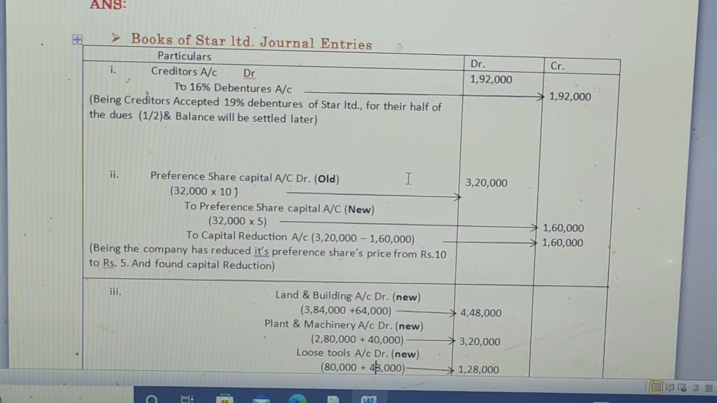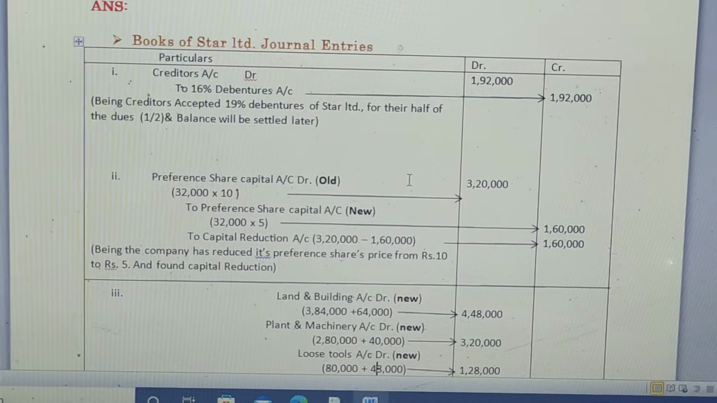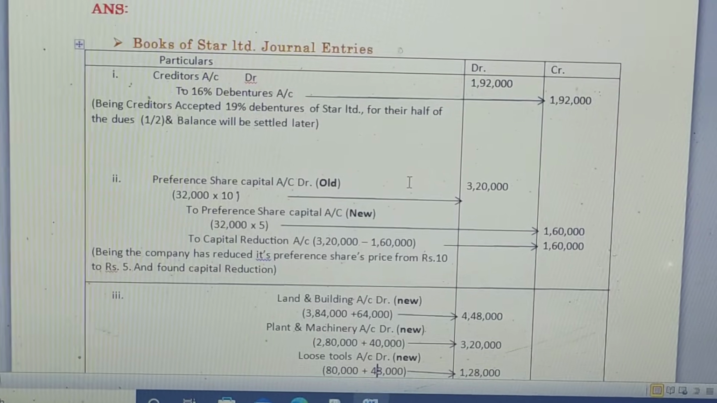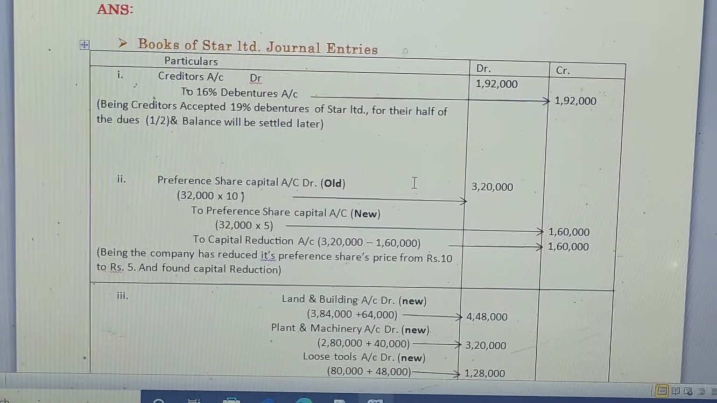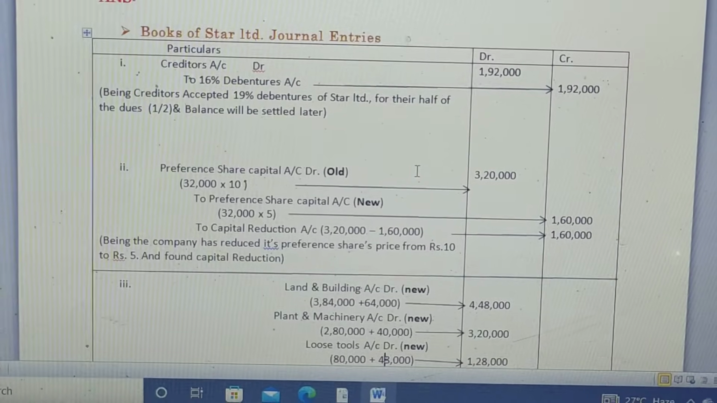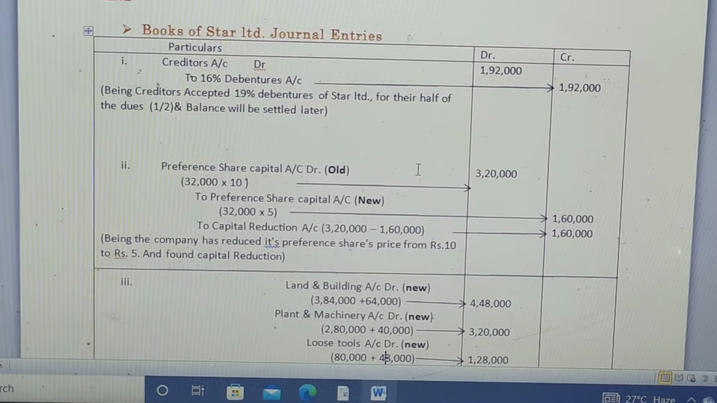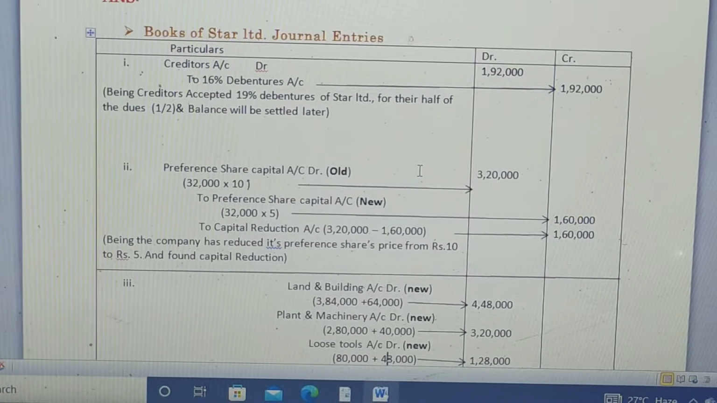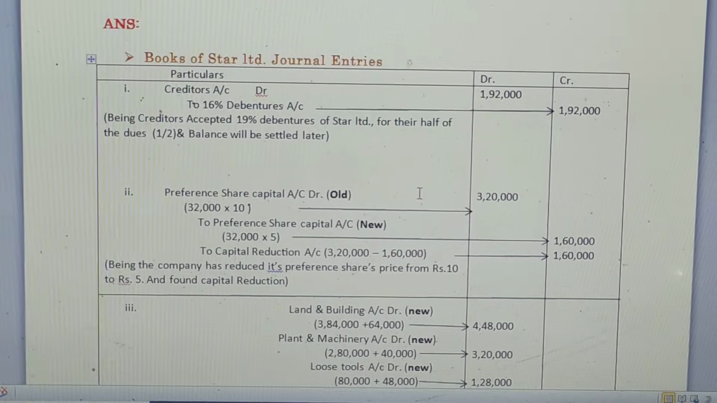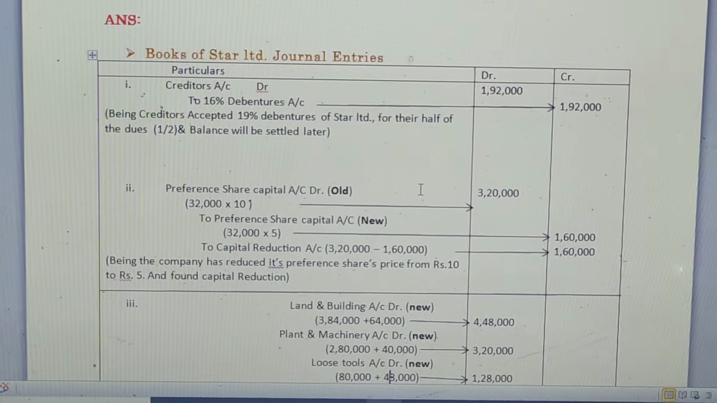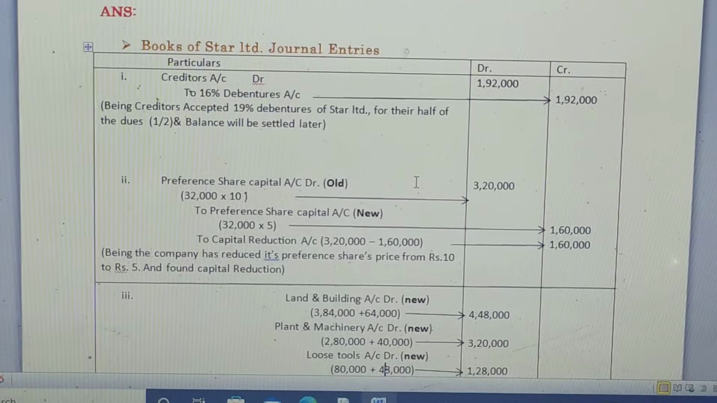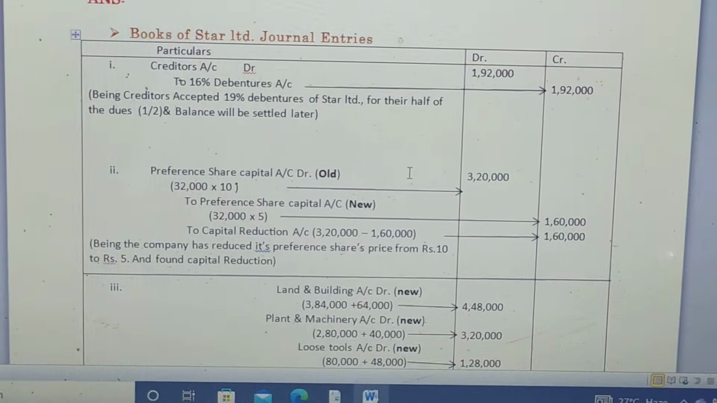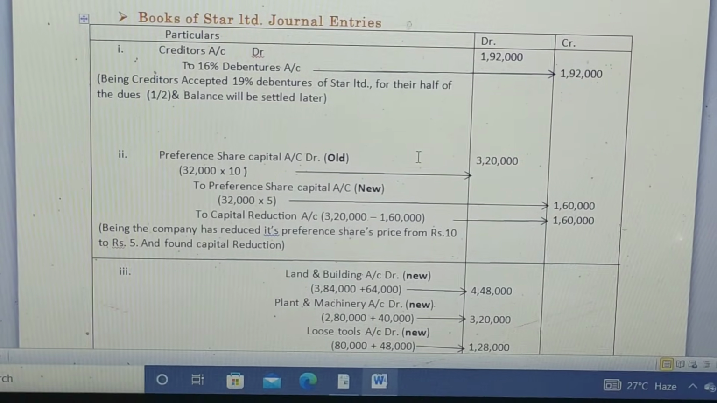So that is called capital reduction. To capital reduction account credit 1,60,000. In the narration: being the company has reduced its preference share price from rupees 10 to rupees 5. The number of shares will be the same. There is no change in the number of shares. The number of shares is 32,000. And also we found the capital reduction value.